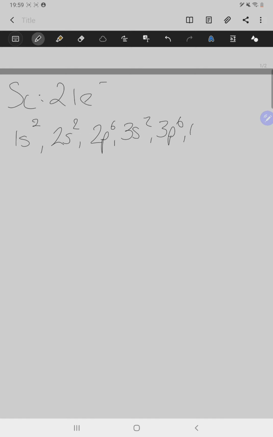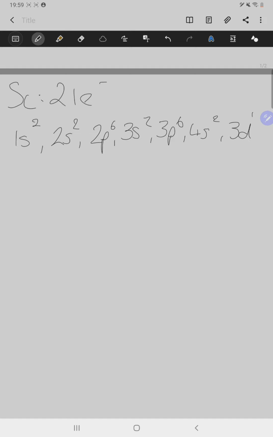So if we have a look at scandium, which has 21 electrons, following the Aufbau principle, the first sublevel that we look at is the 1s. 1s can hold a maximum of 2 electrons. So we have 1s2, 2s2, 2p6, 3s2, 3p6, and then the 4s sublevel will come before the 3d because it is lower in energy. So that is 4s2 and 3d1.